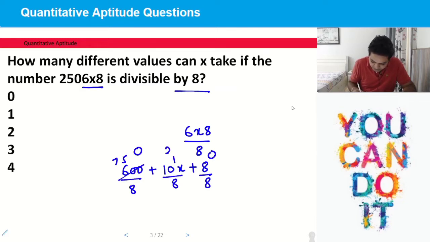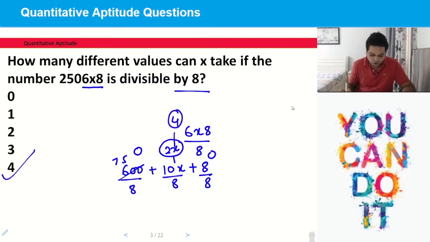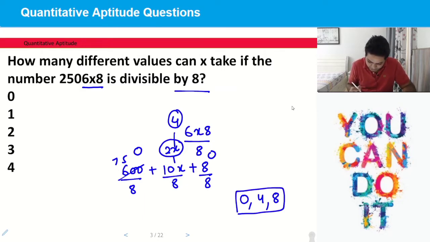Here we are getting remainder as 2x. So this 2x has to be divisible by 8. That means x can take 4, or x can take 0. They are asking how many different values. So x can take 0, x can take 4, x can take 8. So these are the 3 values that x can take, for which 10x divided by 8 is divisible by 8. That means 3 values, that is option number 3.